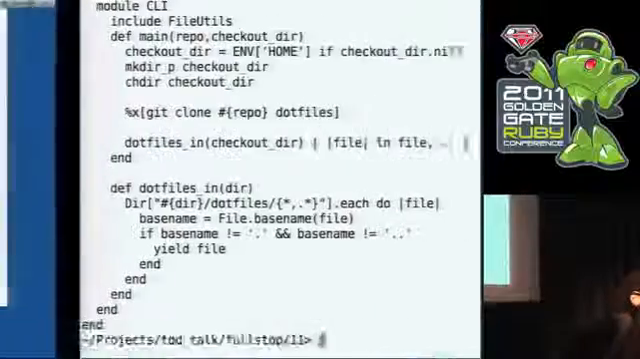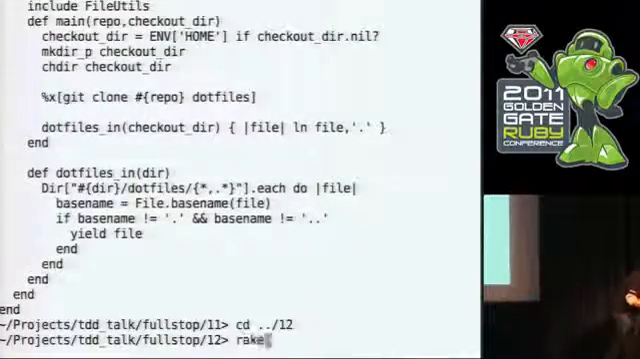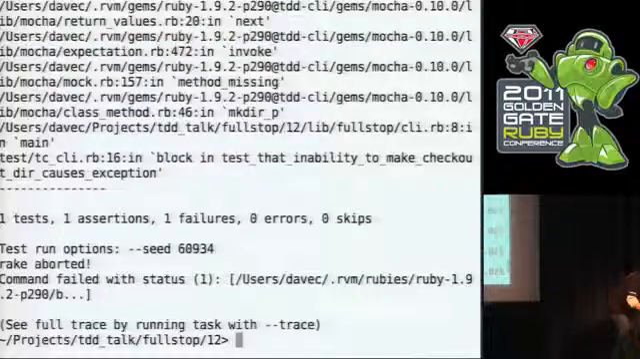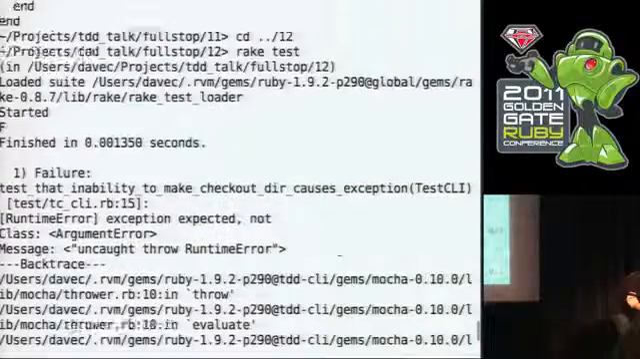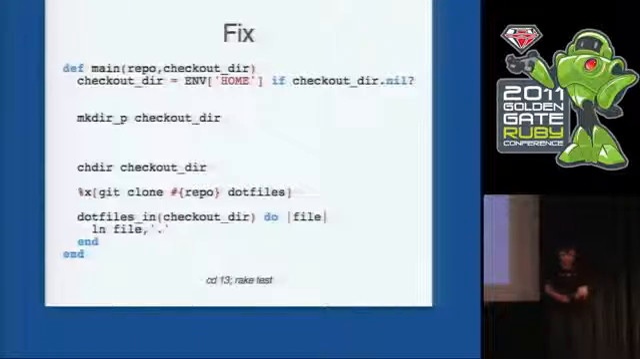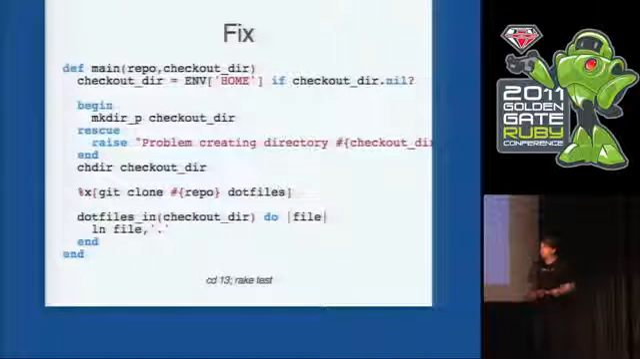So now let's do rake test. Okay, we got a giant stack trace, test failure. Good. Okay, so now we can get something done here. So this is our main method. And remember, we're not going to make the ultimate end-all, be-all, exception handling file utils thing right now. We're just going to fix this one problem in the quickest and unfortunately cheesiest way possible, which is to just wrap in a begin rescue and raise that problem, right?